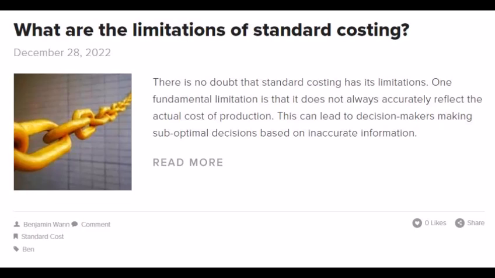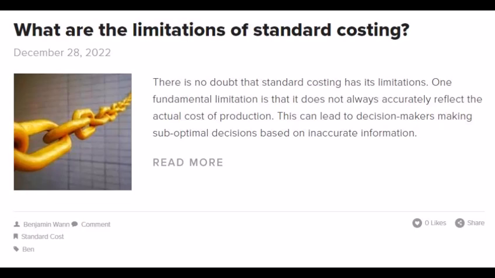This will give businesses a more holistic view of their financial performance and allow them to make more informed decisions about pricing, production, and other areas of their operations. 12. Standard costs should not be used to punish employees for being inefficient. They should be used to help identify areas where improvements can be made.